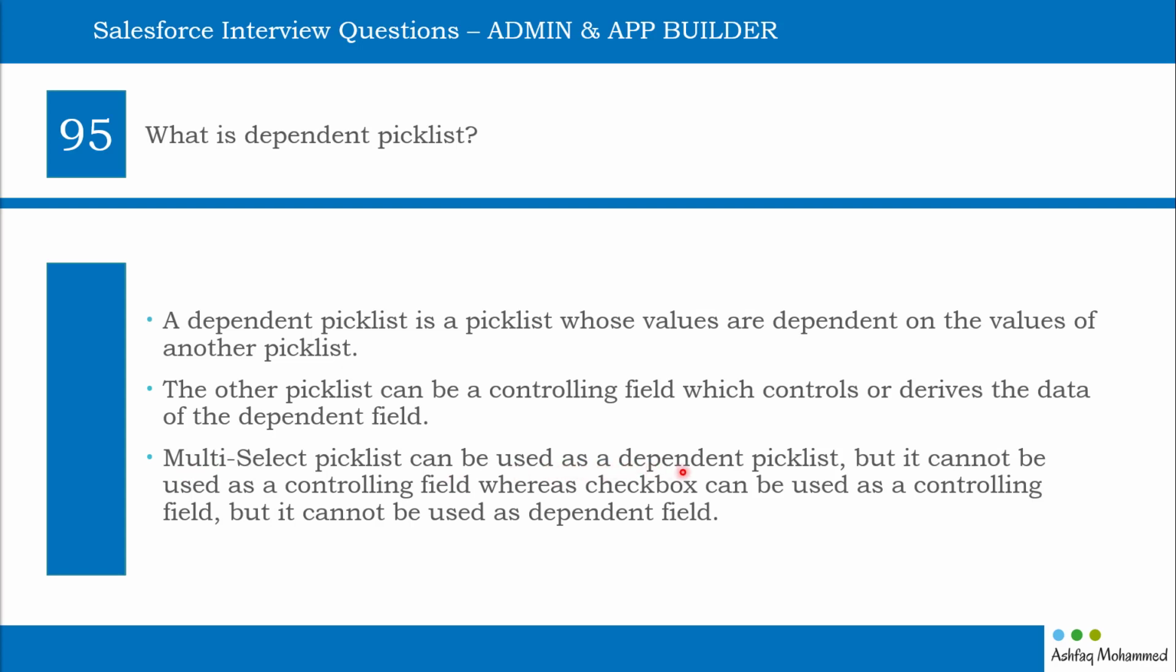A multi-select pick list can be used as a dependent pick list, but it cannot be used as a controlling field, whereas a checkbox can be used as a controlling field, but it cannot be used as a dependent field. This is also something to go ahead and try. Try to make a multi-select pick list a controlling field and see whether it will allow it or not, because here I'm saying that a multi-select pick list can be used as a dependent pick list only, but it cannot be used as a controlling pick list. Similarly, try to make a checkbox a dependent pick list and see what happens. This way you will remember it. So this is all about dependent pick lists.